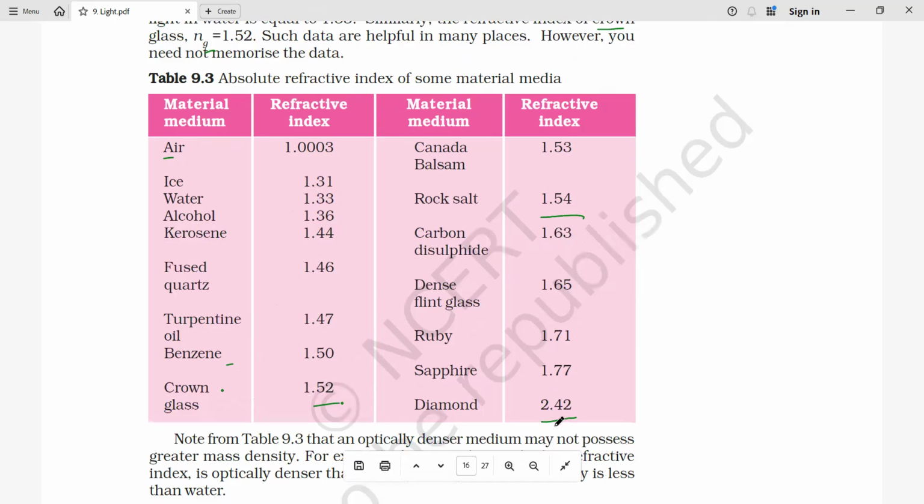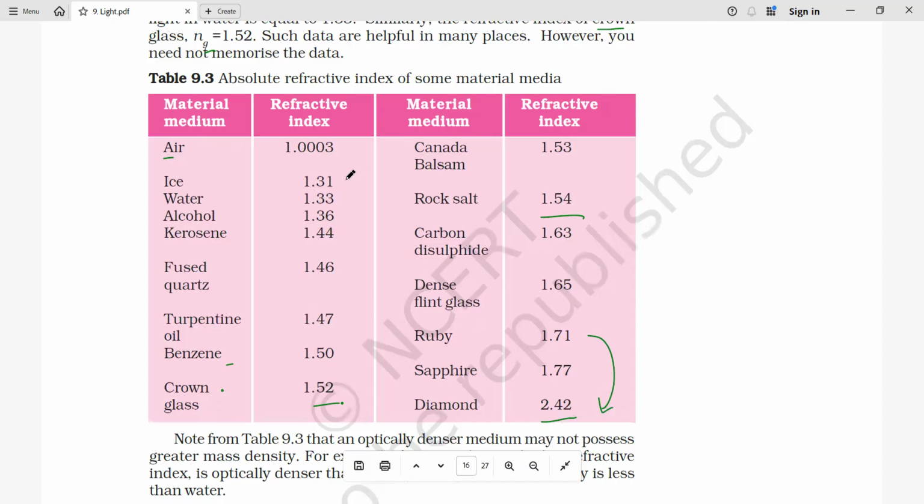So what we find from here is that if the refractive index is more, then those mediums are going to become more dense, optically denser. And optically denser means that the speed of light in that medium will be less. Okay. So suppose if you compare ruby and diamond, in the diamond the speed of light will be less compared to ruby.